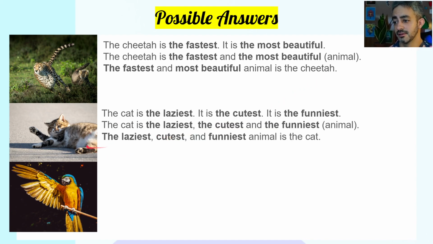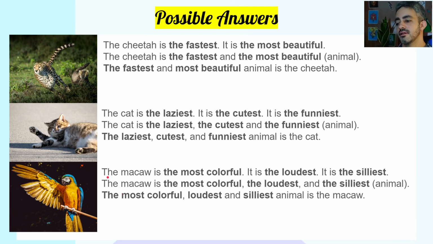About the cat: it is the laziest, it is the cutest, it is the funniest. The cat is the laziest, the cutest, and the funniest. The laziest, cutest, and funniest animal is the cat. And finally, for the macaw: it is the most colorful, it is the loudest, it is the silliest. The macaw is the most colorful, the loudest, and the silliest. Or the most colorful, loudest, and silliest animal is the macaw.